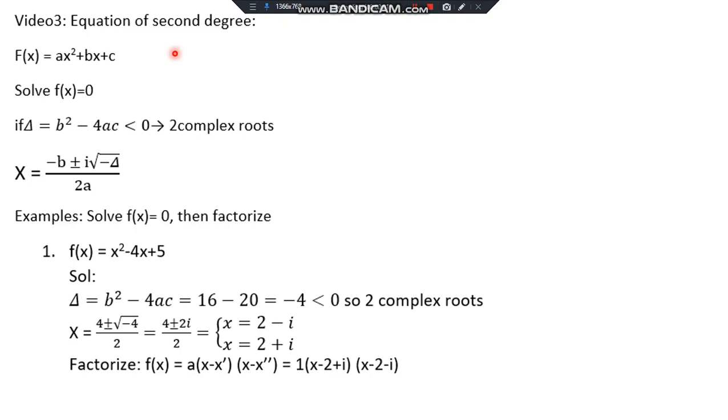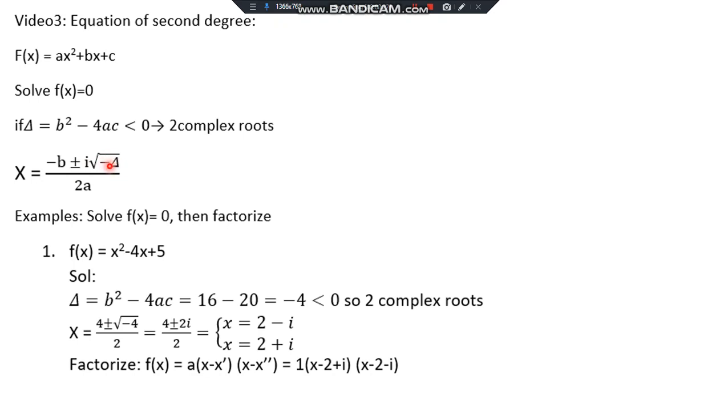Now we're going to start video number 3, equation of second degree. You know equation of second degree from last year, but you used to say if delta is negative, we don't have real roots. But we have complex roots, because the square root of a negative number exists. So in this case, the roots will be minus b plus or minus i.